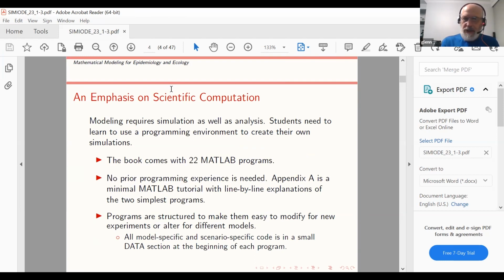The book comes with 22 MATLAB programs. No prior programming experience is needed. I've used these programs with students before, and it is true that no prior programming experience is needed. There's an appendix that has a minimal MATLAB tutorial that does a line-by-line explanation of the two simplest programs. The programs are structured to make them easy to modify for new experiments or to alter for different models, because all the model-specific and scenario-specific code is in a small section at the beginning of each program. In one of the topics I talk about later in this talk, I'll show you a snippet of my simplest program.